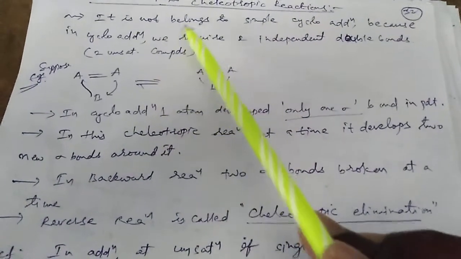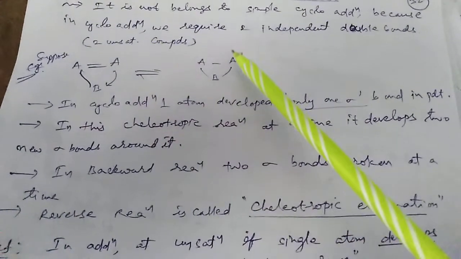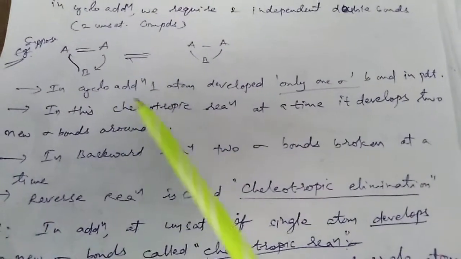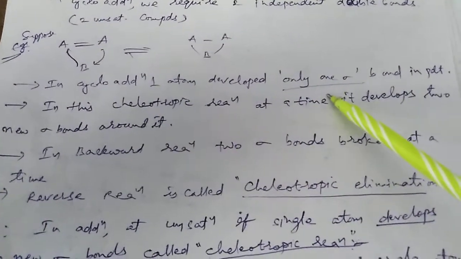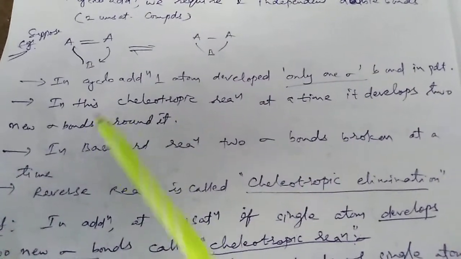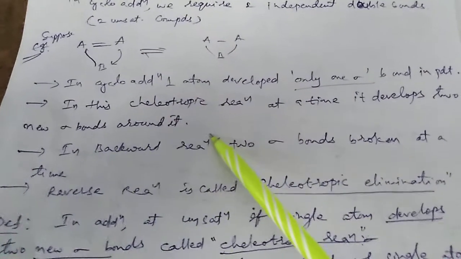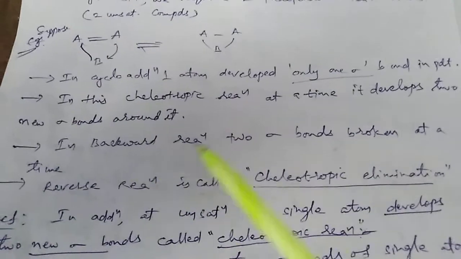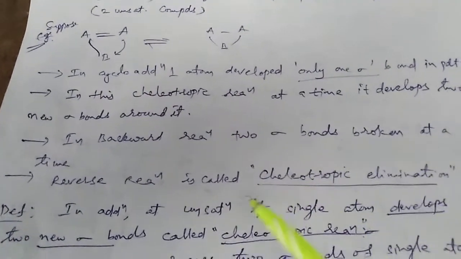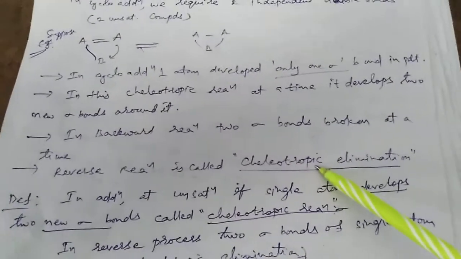A sigmatropic reaction does not belong to simple cycloaddition, because cycloaddition requires two independent unsaturated compounds. But in cycloaddition, one atom develops only one sigma bond on the product side. In the sigmatropic reaction, at a time it develops two new sigma bonds around it. In the backward reaction, two sigma bonds are broken at a time. The reverse or backward reaction is called sigmatropic elimination.